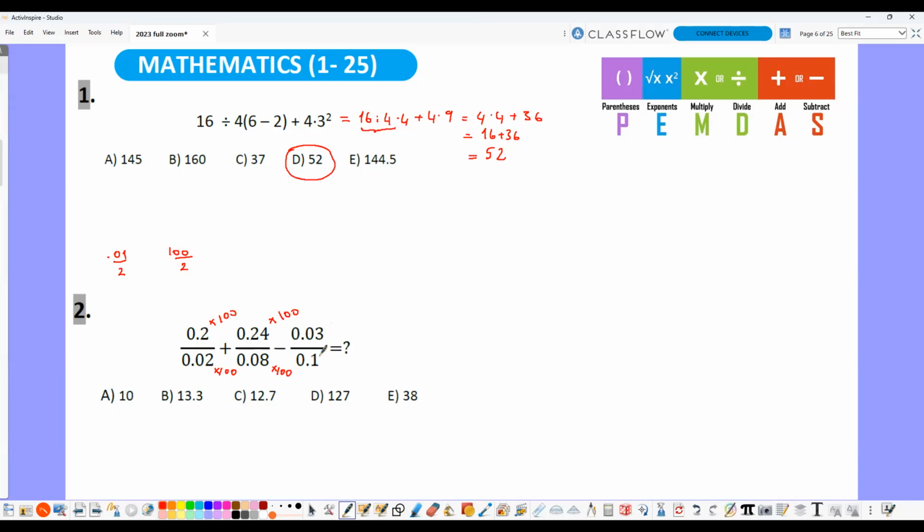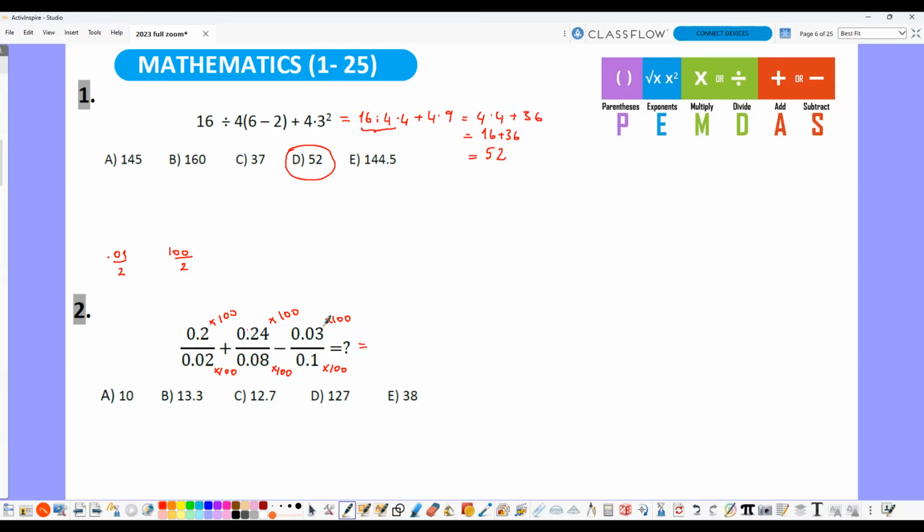Here, there are two differences. This is 0.3, which means 100. This is 0.1, only 10 is enough, but whatever you multiply up, you should multiply the down the same. That's why this is going to be 100 again. Then let's see what the operation is.